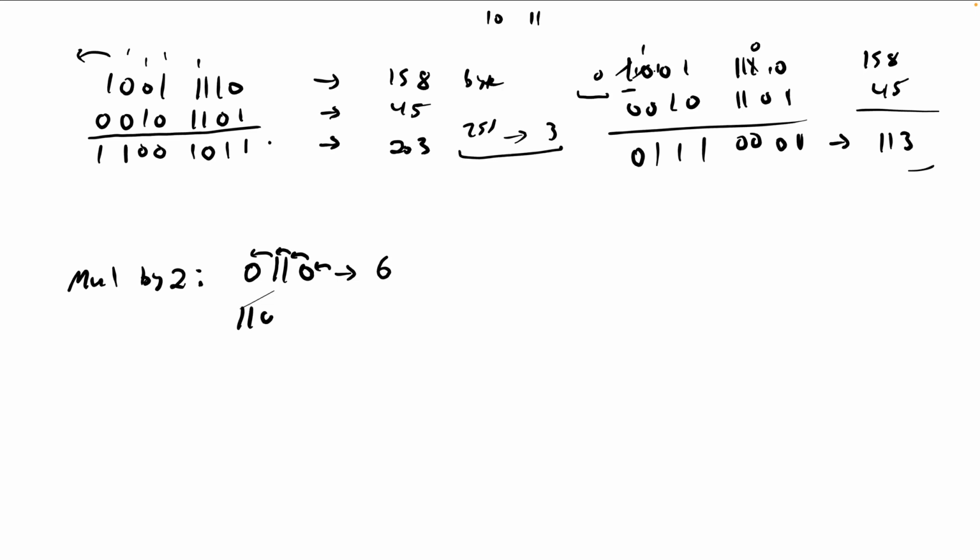That gives us 1, 1, 0, 0. When we take a look, this is 8 plus 4, which is 12. Do you see how that just multiplied our number by 2, right? So this is the idea. If we shift to the left, we end up multiplying by 2, right?